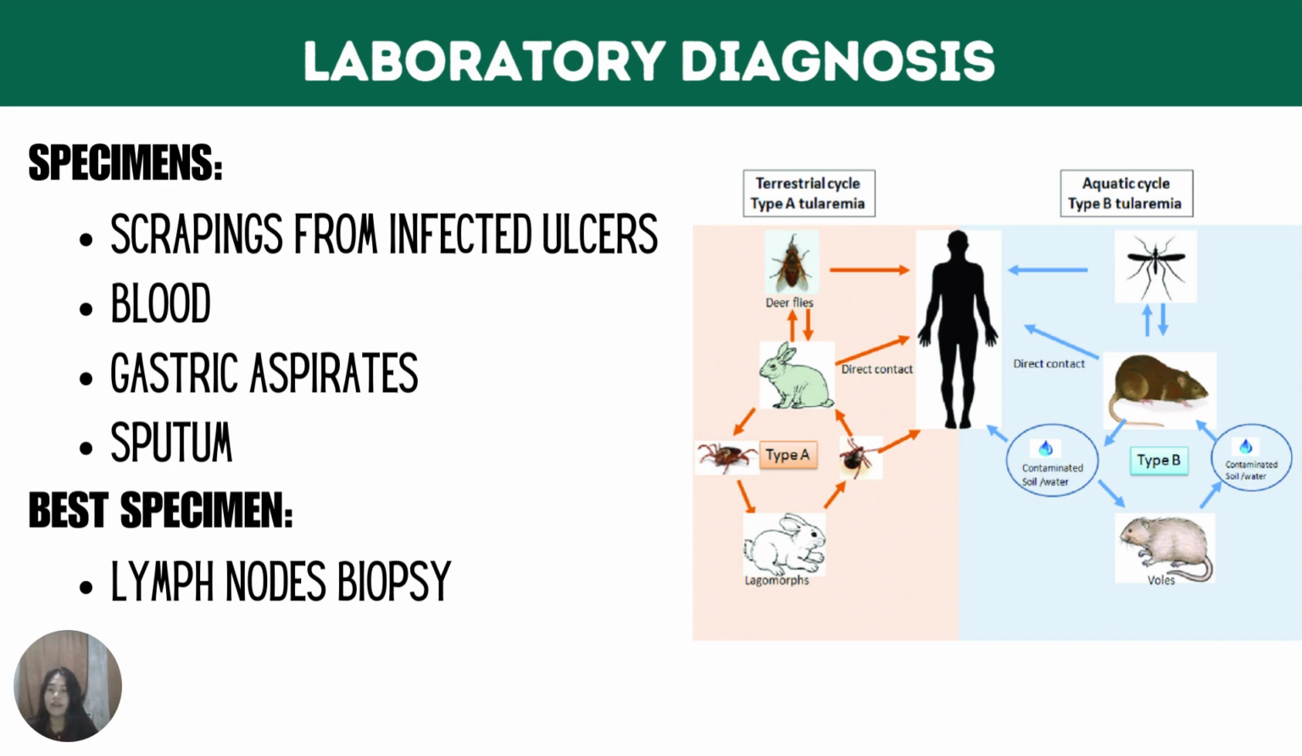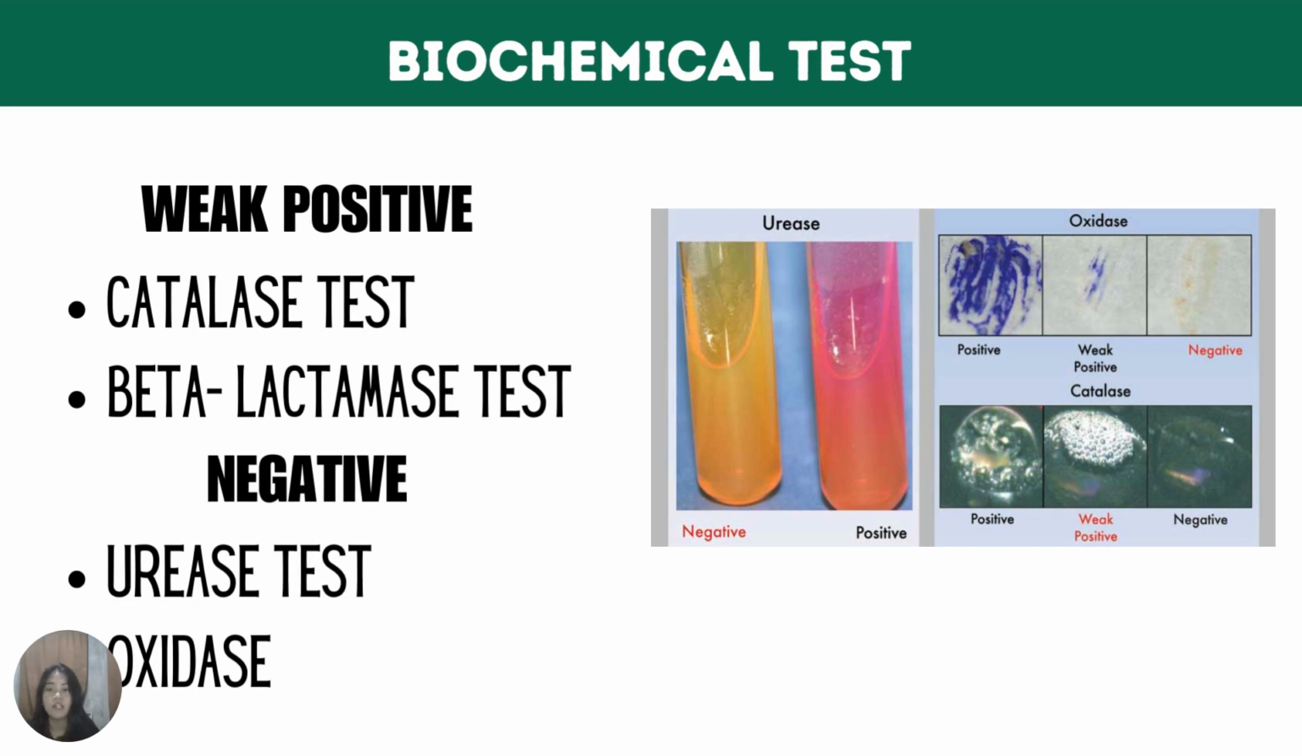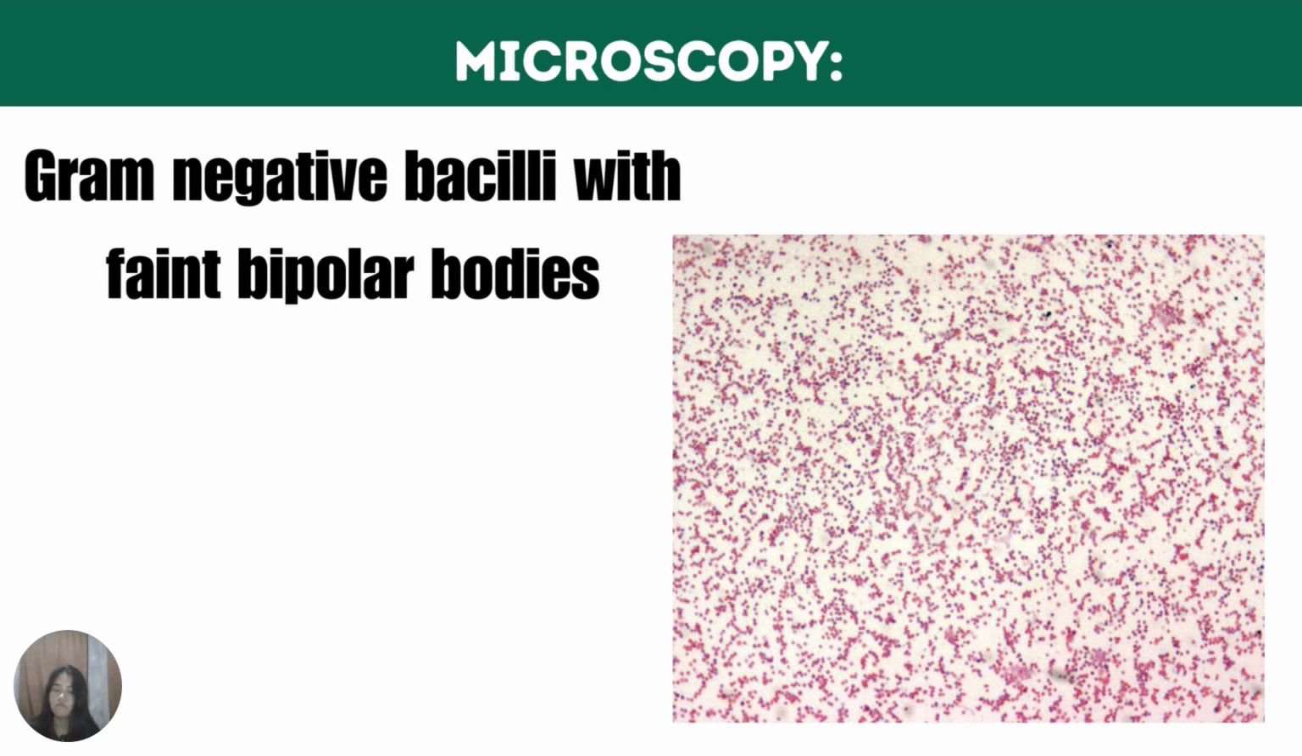For its laboratory diagnosis, the specimens needed are scrapings from infected ulcers, blood, gastric aspirates, and sputum. The best specimen to diagnose this organism is a lymph node biopsy. For its biochemical tests, it is weak positive in the catalase test and beta-lactamase test, and negative on the urease and oxidase tests.